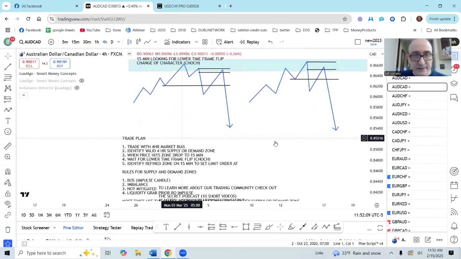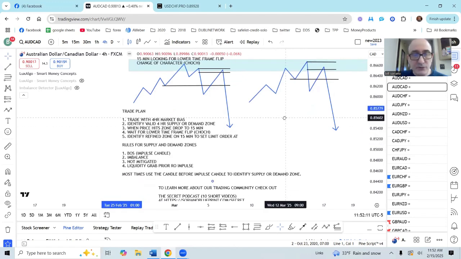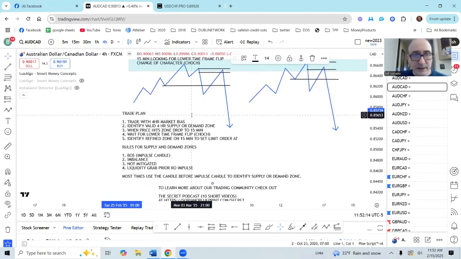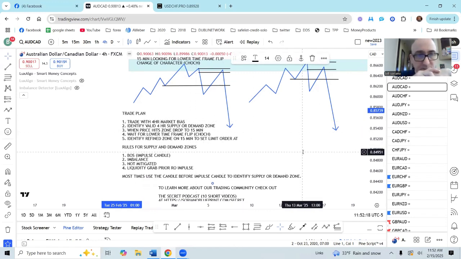Now, here's the trading plan: like I said, trade with the 4-hour market bias, identify valid 4-hour supply or demand zones. When price hits those zones, drop to the 15-minute, wait for lower time frame flip, change of character, then identify a refined zone on the 15-minute, and that's where you'll set your limit orders, right? Now, the rules for these supply and demand zones are you must have a break of structure. It must be caused by an impulse candle. Now, the impulse candle has to lead to a break of structure.